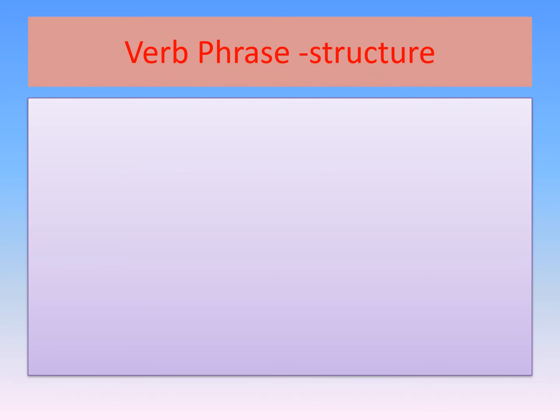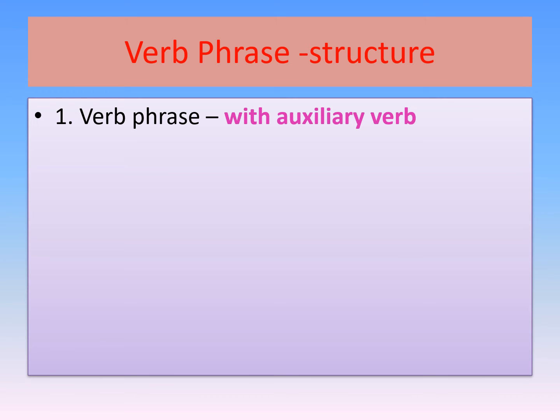Now we will see verb phrase structure. Verb phrase with auxiliary verb. So this is the first type of verb phrase structure. In this, we have two types. A. Verb phrase with auxiliary verb as main verb. That means in the sentence, the auxiliary verb functions as the main verb.